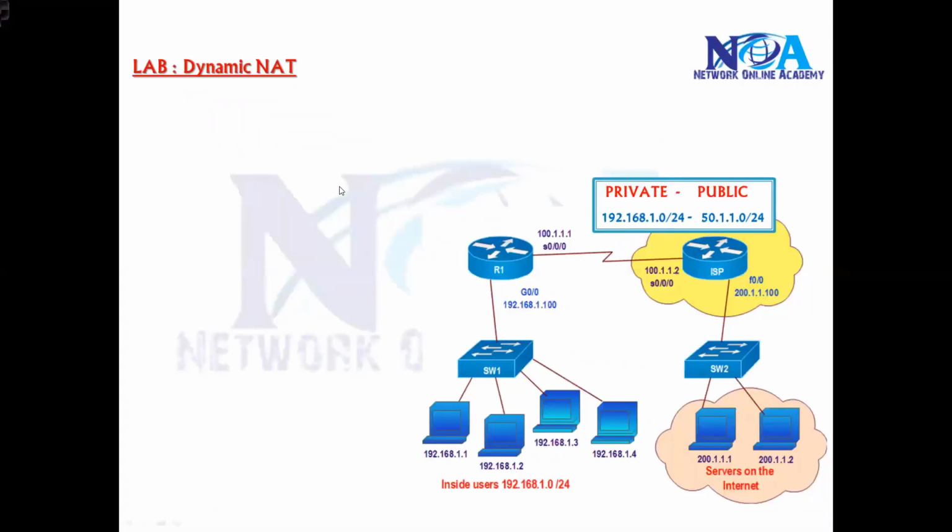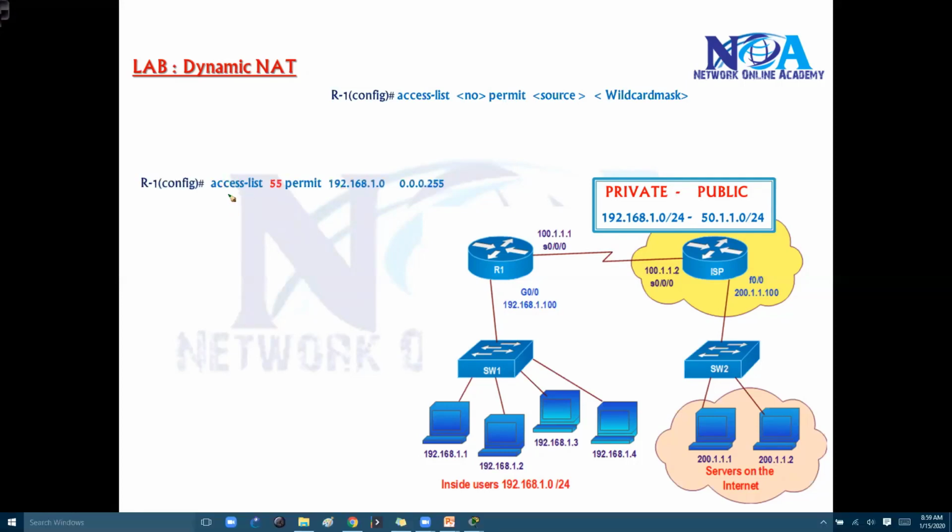In the first step, we need to define the private IP range, and we will be defining the private IP range with the help of a standard ACL. So we need to use a standard ACL with any ACL number between 1 to 99. And then we need to say permit. Permit in the sense here means we want to translate. So whatever networks match the permit statement, because I'll be using this ACL in the NAT.